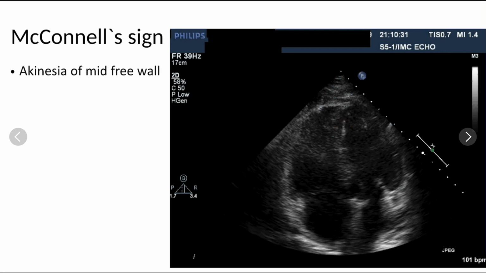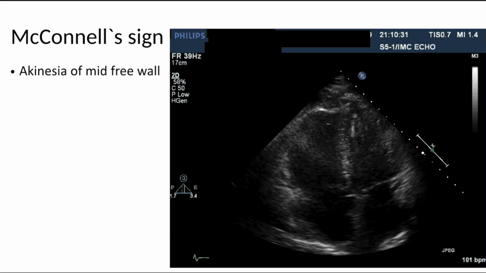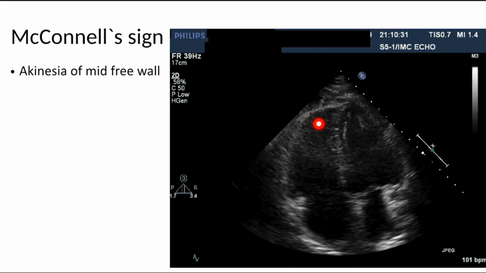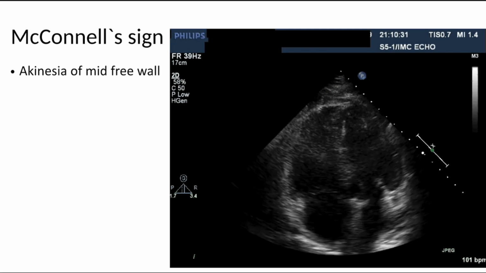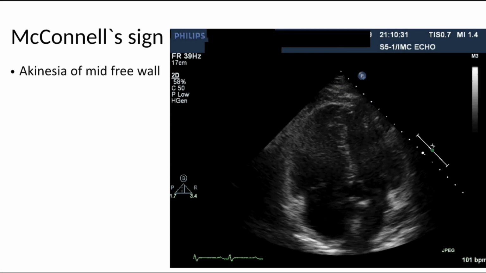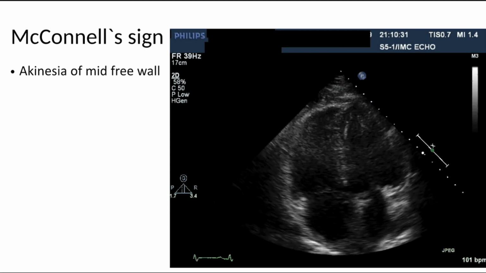So here we can see this is the right ventricle, and it has reduced motility, with akinesia of the mid-free wall of the right ventricle, while the apex is spared. Very, very important. So this is the McConnell sign, which is present because of right ventricular dysfunction, because of this pulmonary embolism. Very, very important.